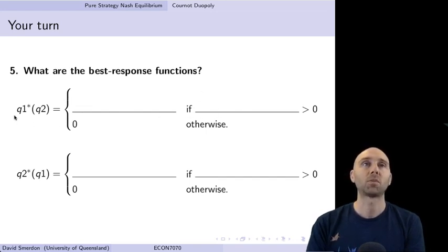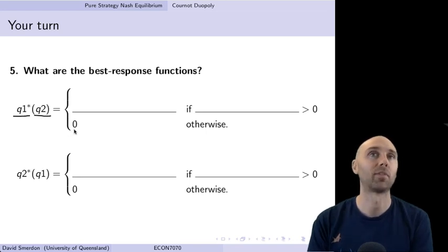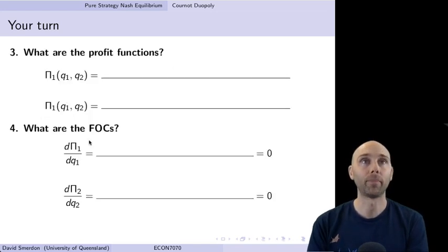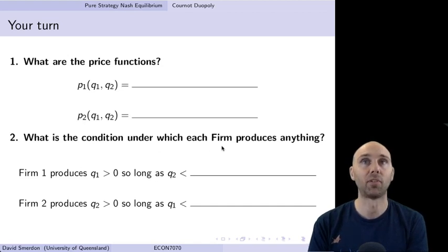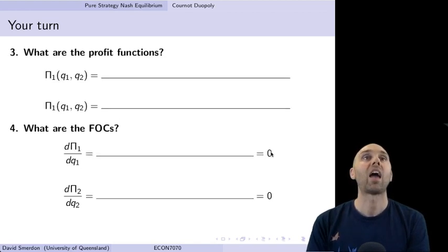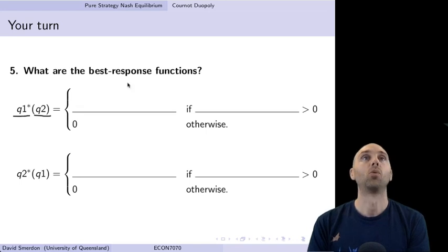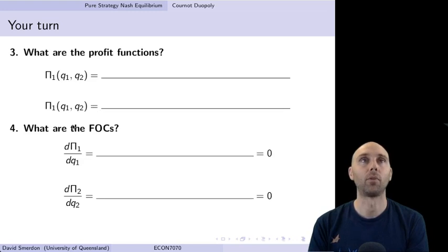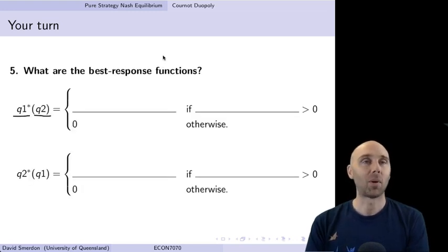So the best response function for firm 1 is what firm 1 should produce given firm 2's production. And there will be 2 amounts here. There will be this 0 amount which comes from what you would have found before, what is the condition under which each firm produces anything. And the top part, that will be coming from your first order condition, so your answer to question 4. Okay, 5 questions. I'll leave that with you. Pause your video now, and then we'll go through the solutions.